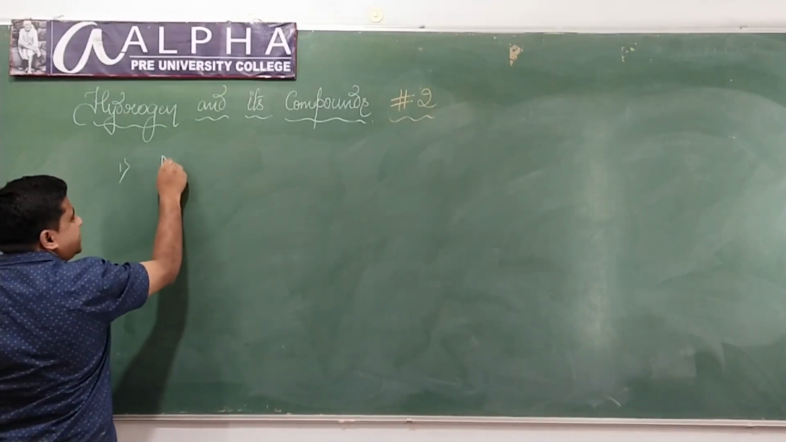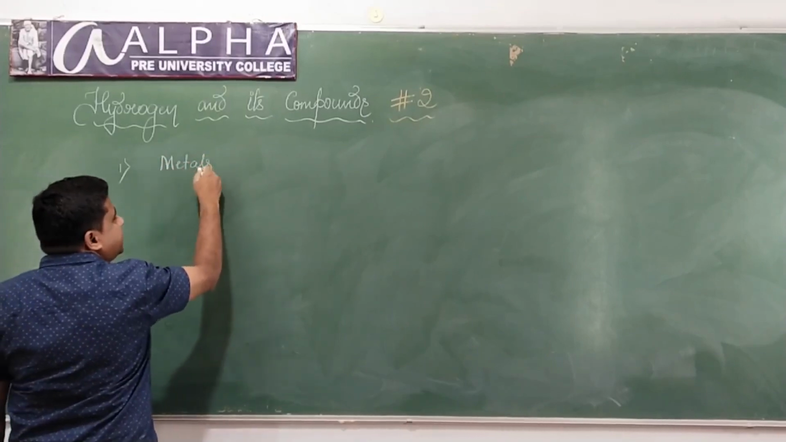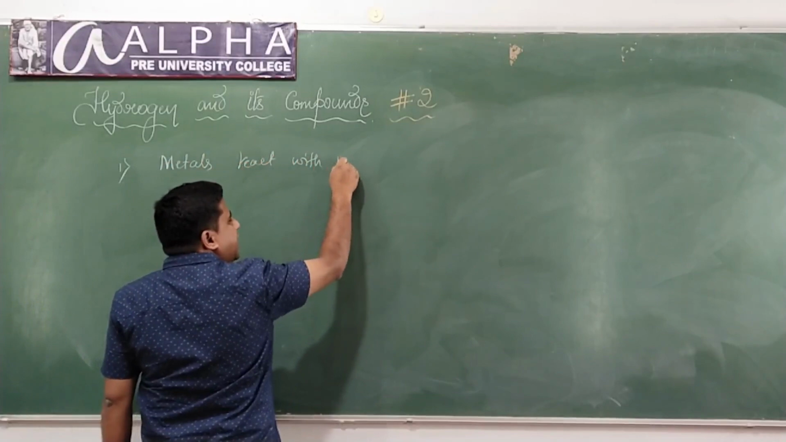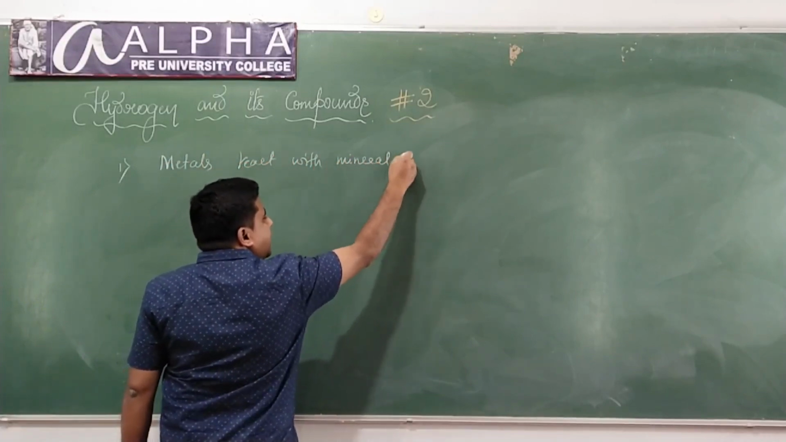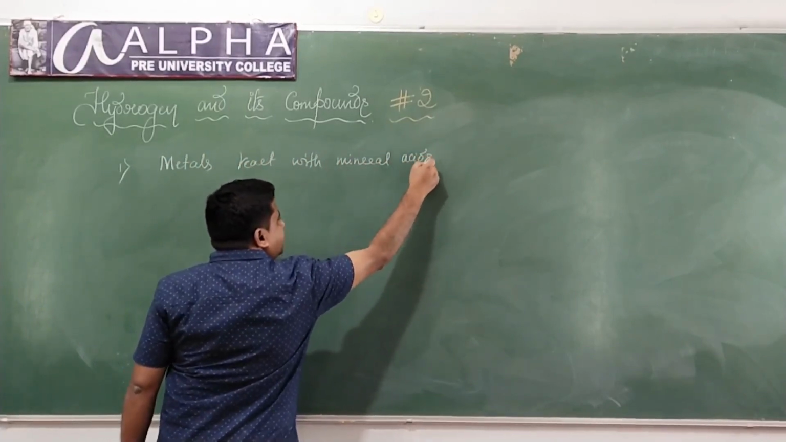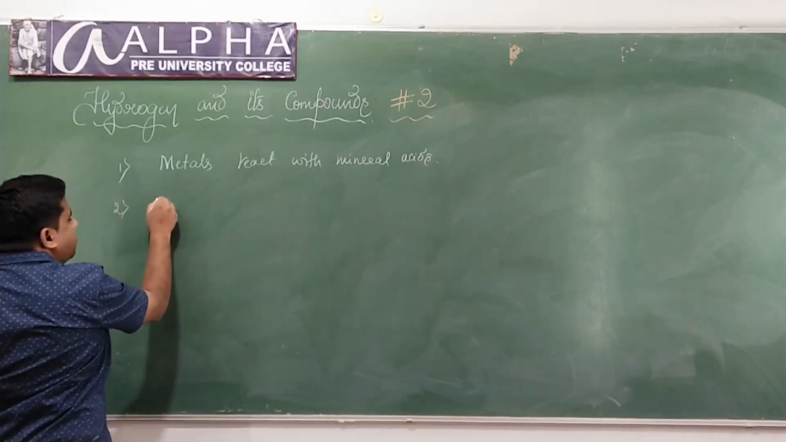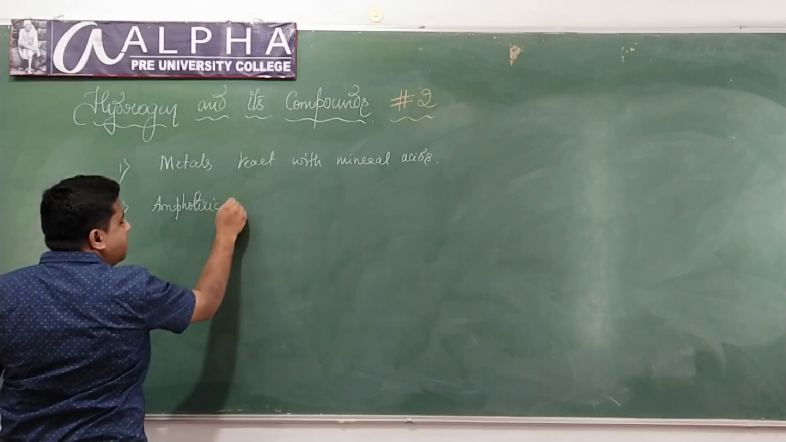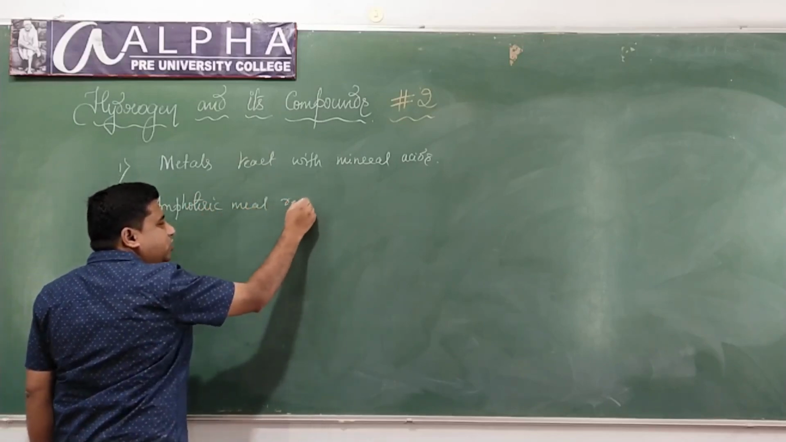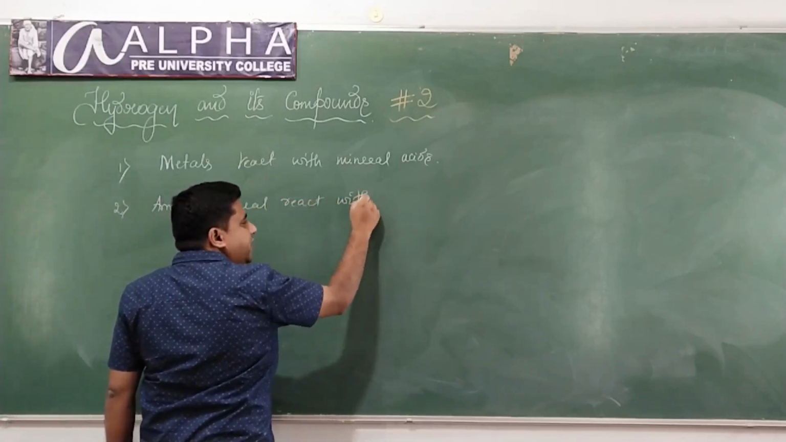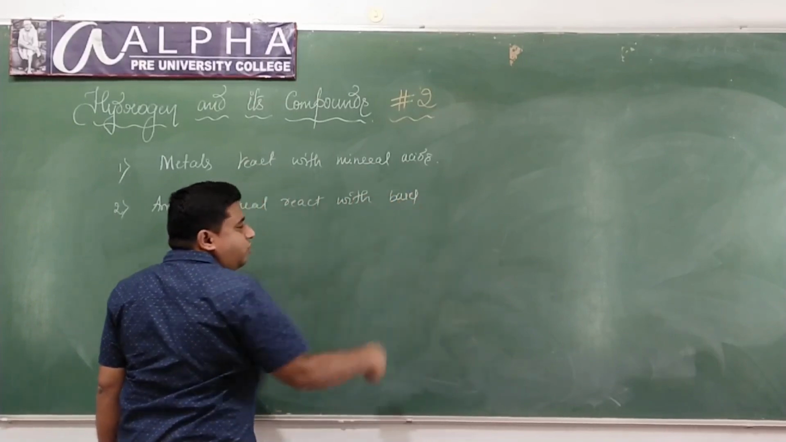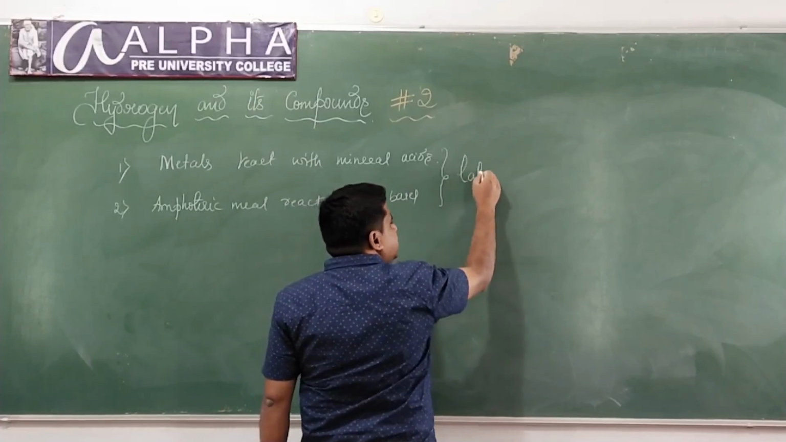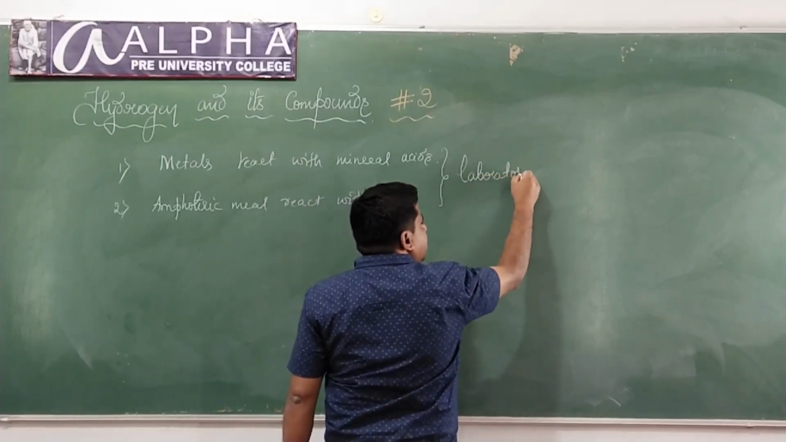when metals react with mineral acids, they liberate dihydrogen gas. When amphoteric metals react with bases, they form dihydrogen. These two are the laboratory methods of preparation of dihydrogen.